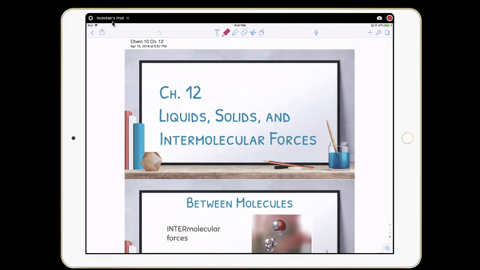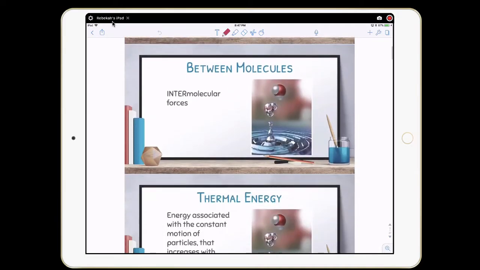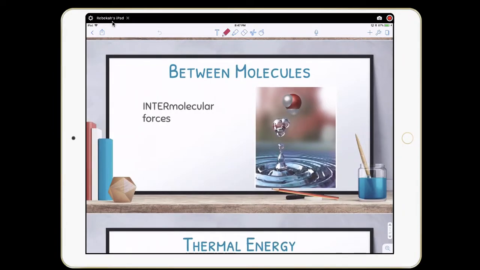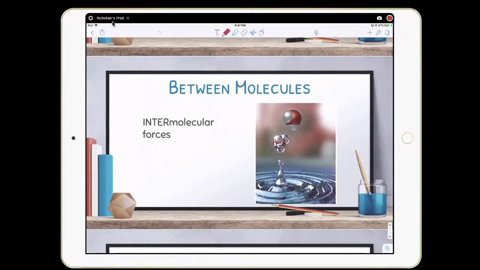So, what we're going to talk about in chapter 12 are liquids, solids, and intermolecular forces. Let's start to break down that word, intermolecular forces. If you have a learning style that's interpersonal, that means that you learn better in groups with people. So inter means between.